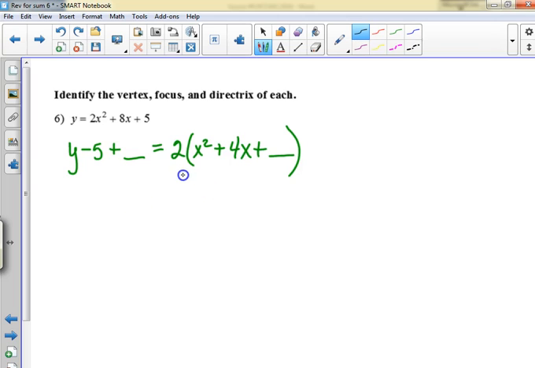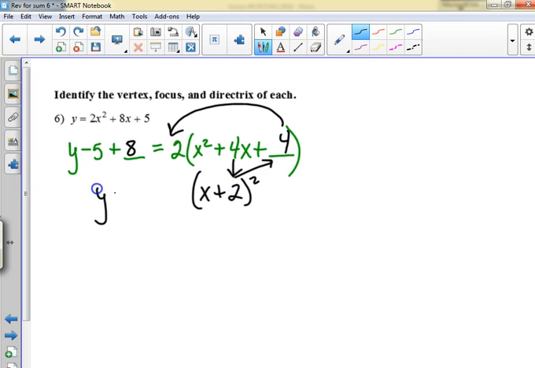Okay. So over here, I'm going to have x plus half of this is 2 squared. Back up here is a 4. But what did I really add to this side? 8. So over here, I have y plus 3. And I still have the 2 out in front, because of the 2 out front. Yep, you good? Good question, though.